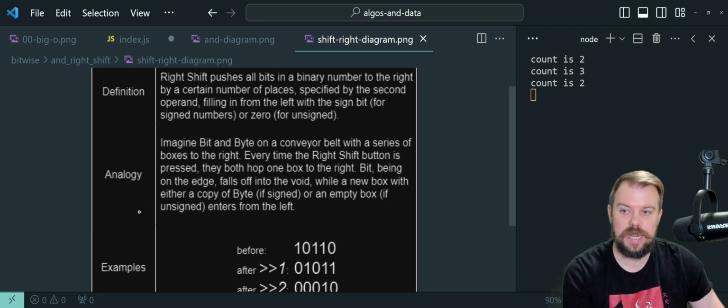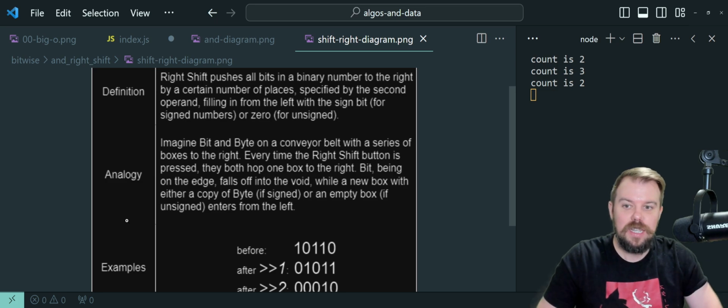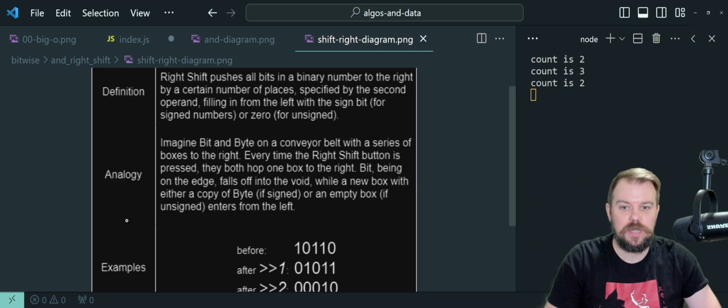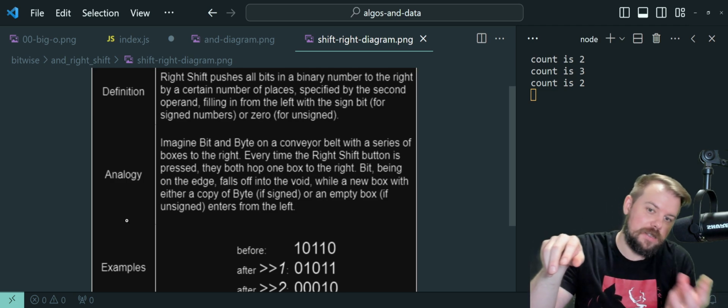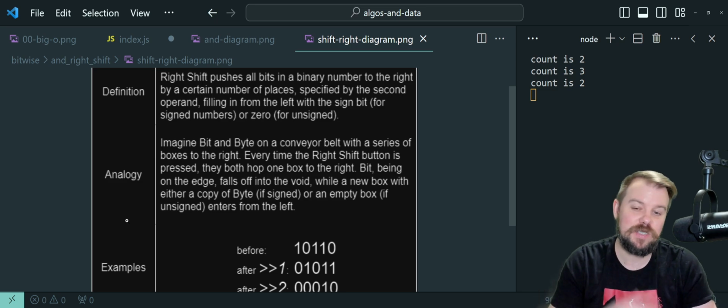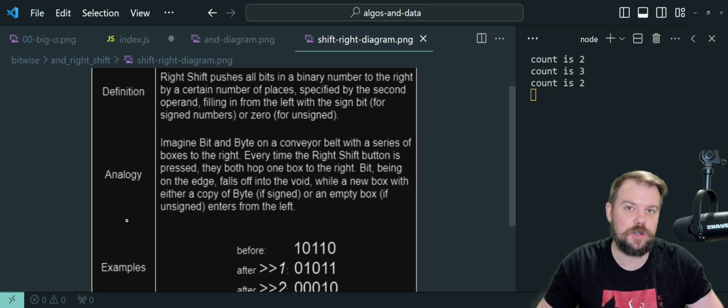So in this case, imagine bit and byte are on a conveyor belt with a series of boxes to the right. Every time the right shift button is pressed, they both hop one box to the right. Bit being on the edge falls off into the void and explodes, while a new box with either a copy of byte if signed or an empty box if unsigned enters from the left.